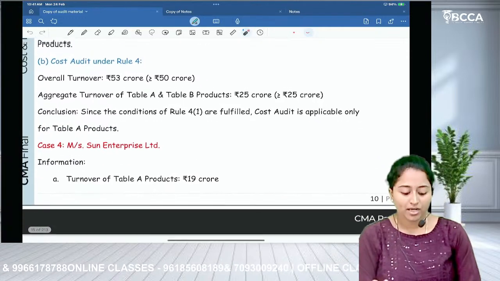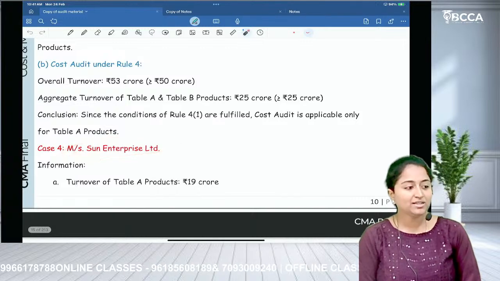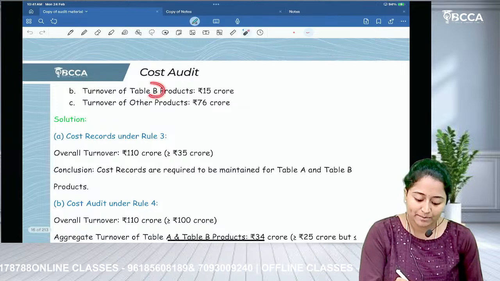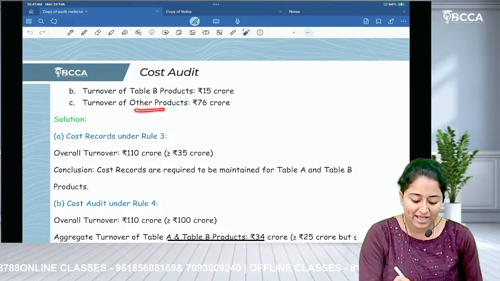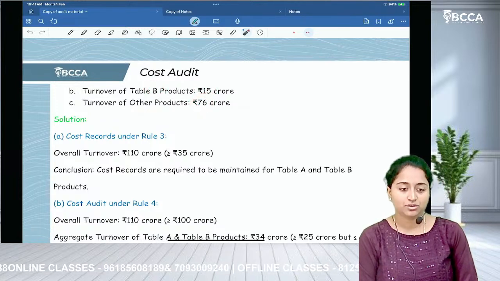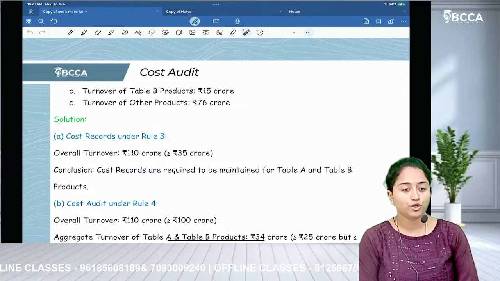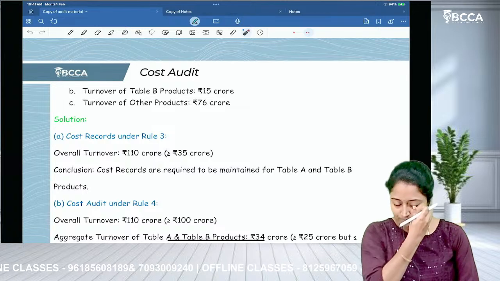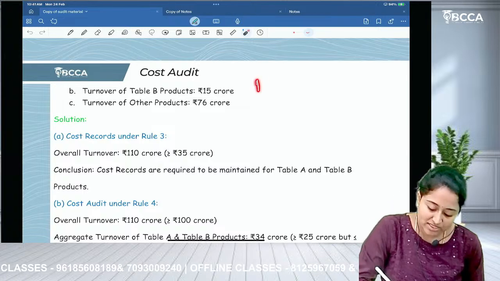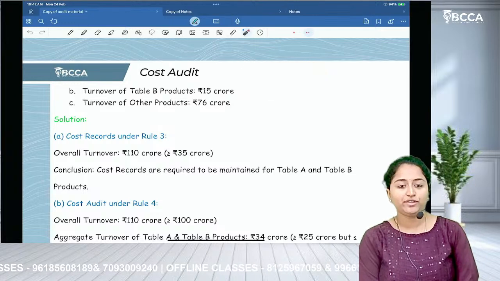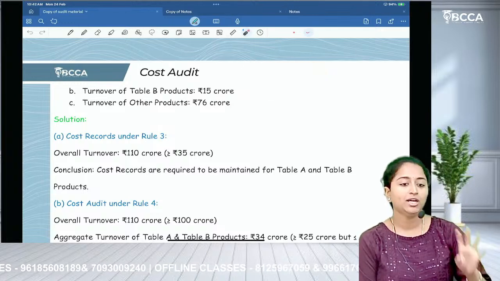Clear? Now, coming to case 4, Sun Enterprises Limited. Table A is 19 crores, table B is 15 crores, and the other products is 76 crores. What is the overall total? 110 crores is the overall total. Now, first is rule 3. Overall is more than or equal to 35 crores. Cost records has to be maintained.